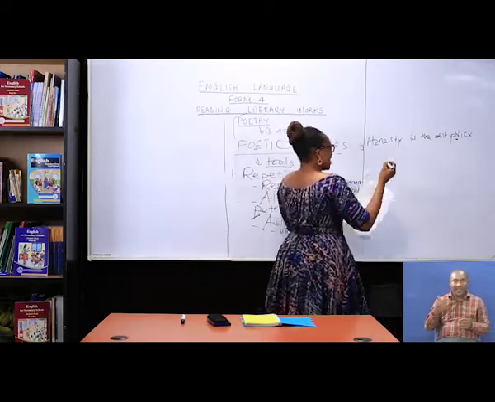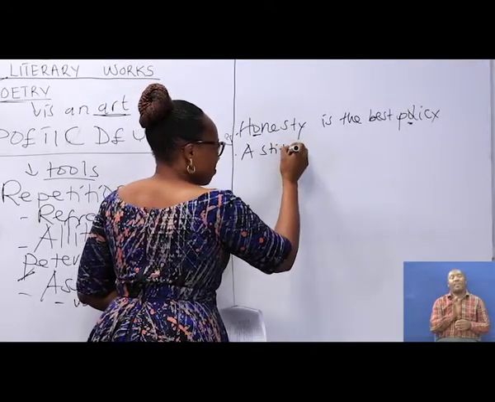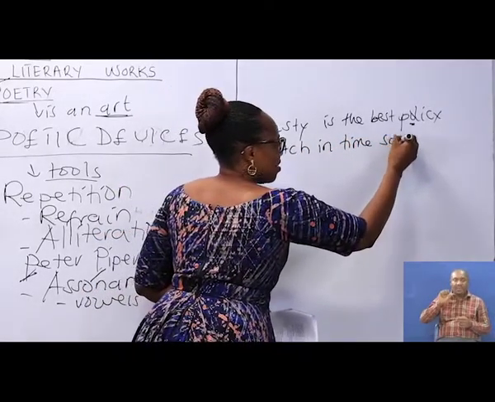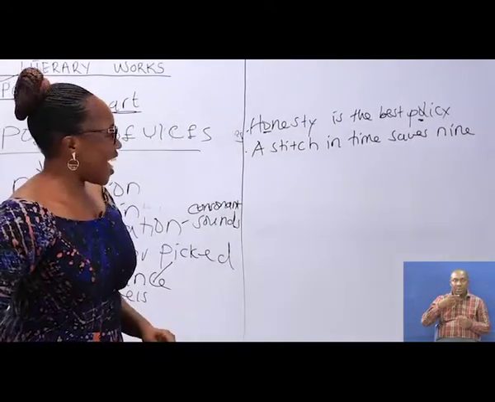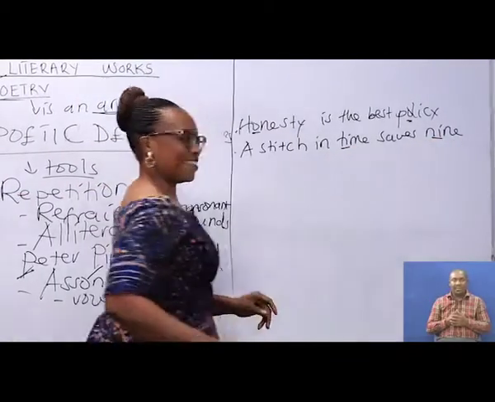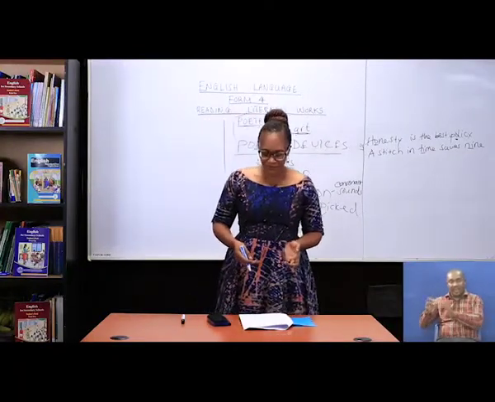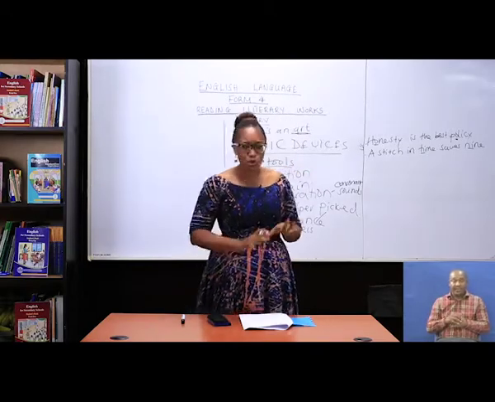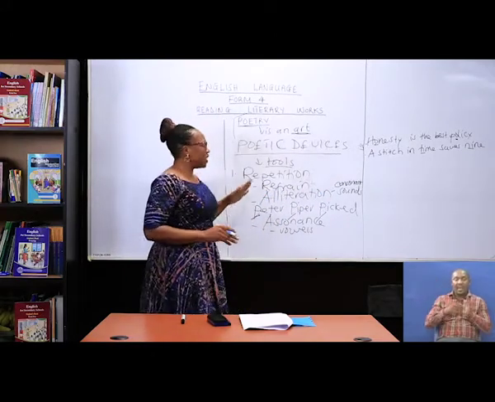Another one can be a stitch in time saves 9. A stitch in time saves 9. Time and 9. They are rhythmical. They have the same sound. Are we together? Great. So this is just an example of one of the poetic repetition.